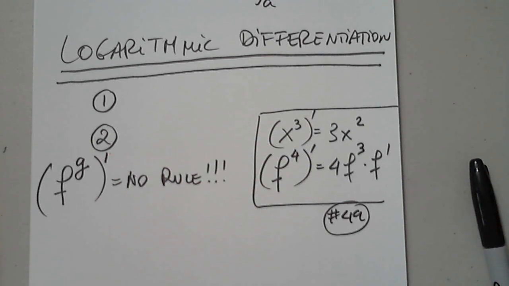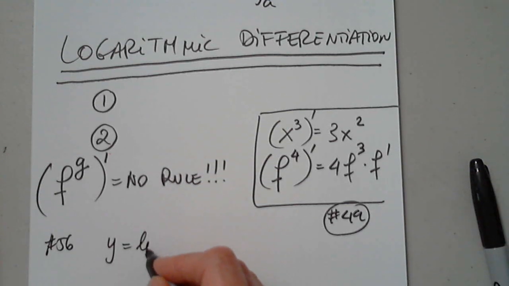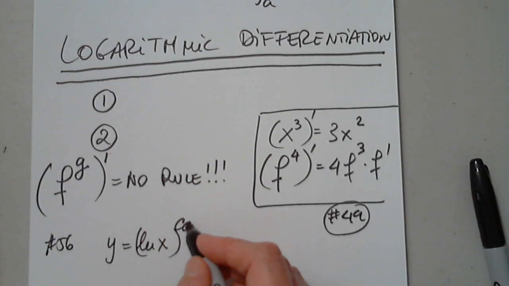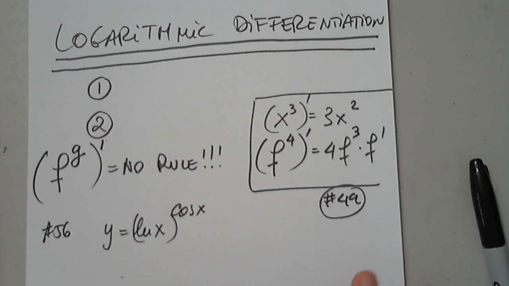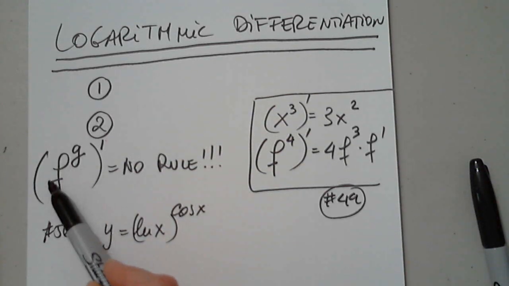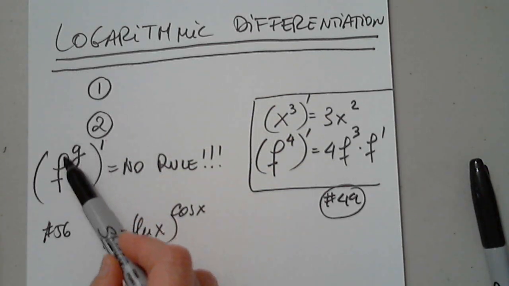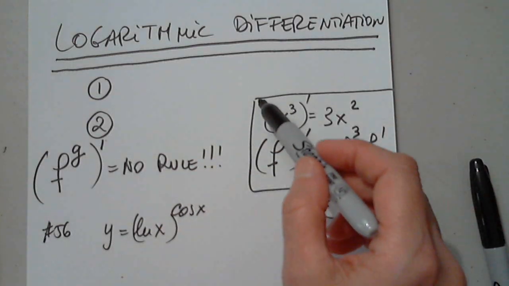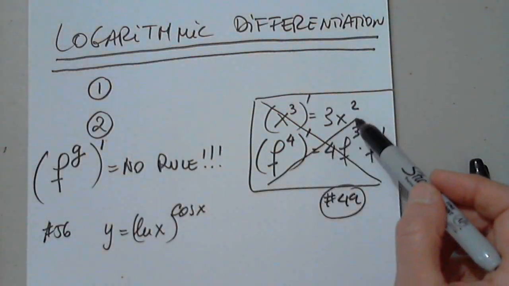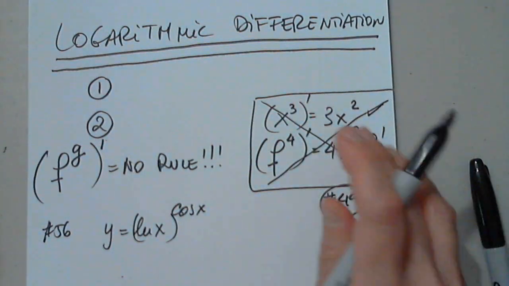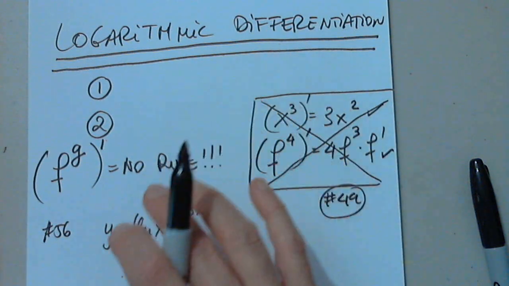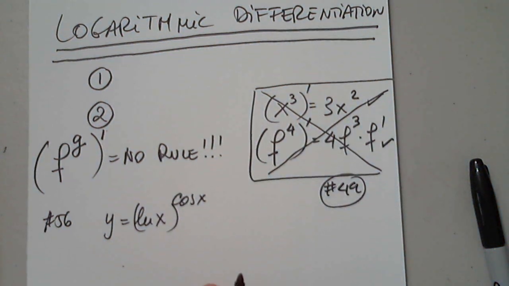Okay, 56. So we have y equals natural log raised to cosine x. This is the situation where f is a function and g is another function. These do not work anymore. This method is not applicable here. Do not try to apply this here. It's not going to work.